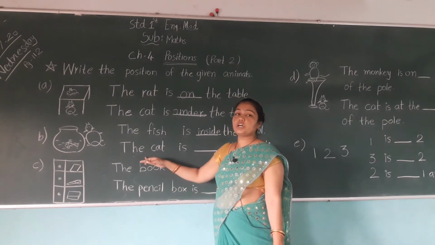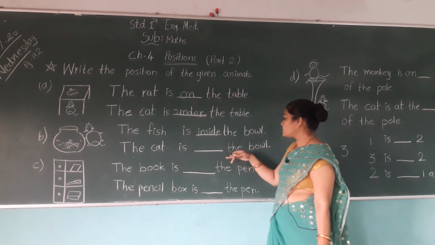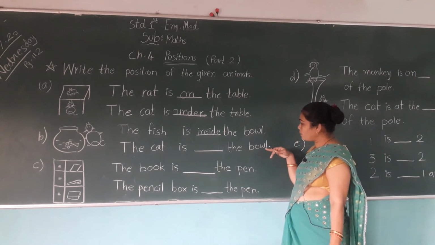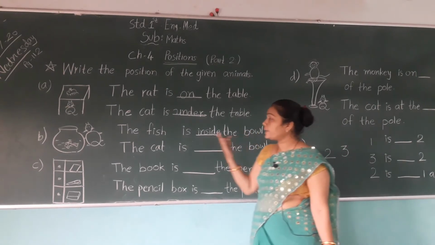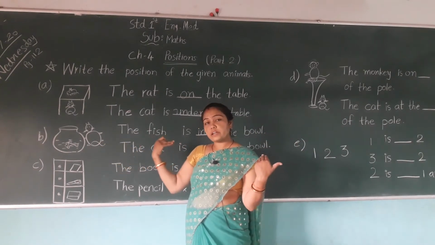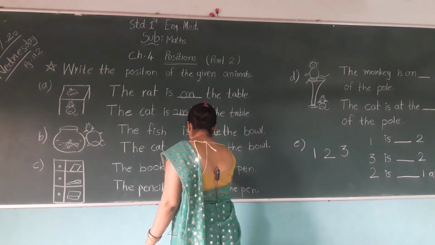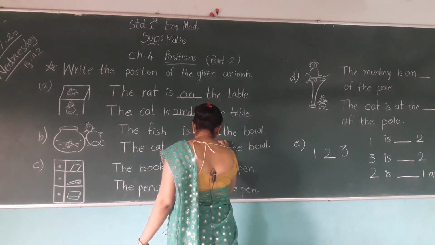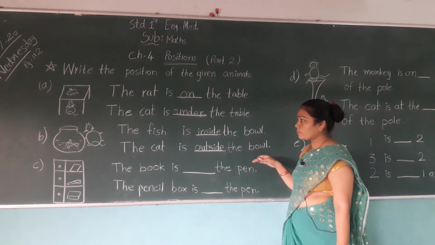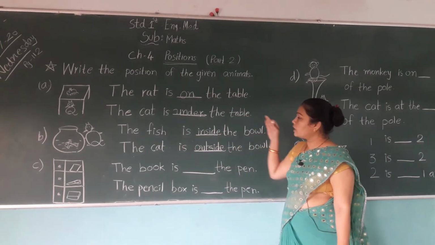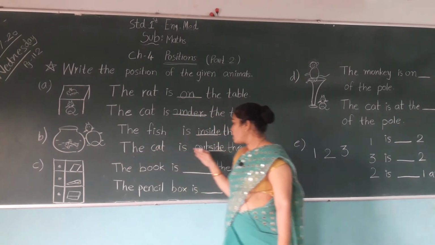The cat is dash the bowl. Where is the cat? The cat is outside the bowl. कहाँ पर है? Outside यानी बाहर. Out, side. The cat is outside the bowl. The fish is inside the bowl. The cat is outside the bowl.